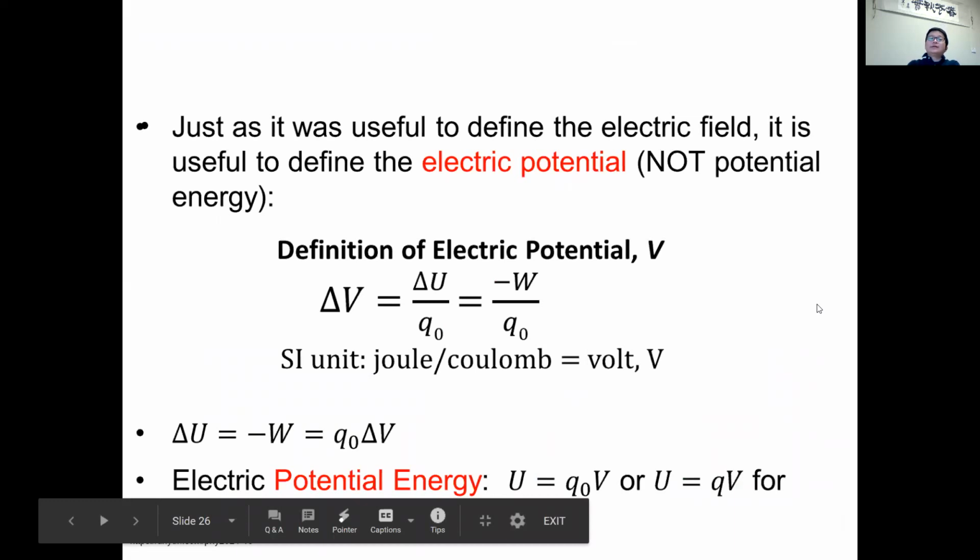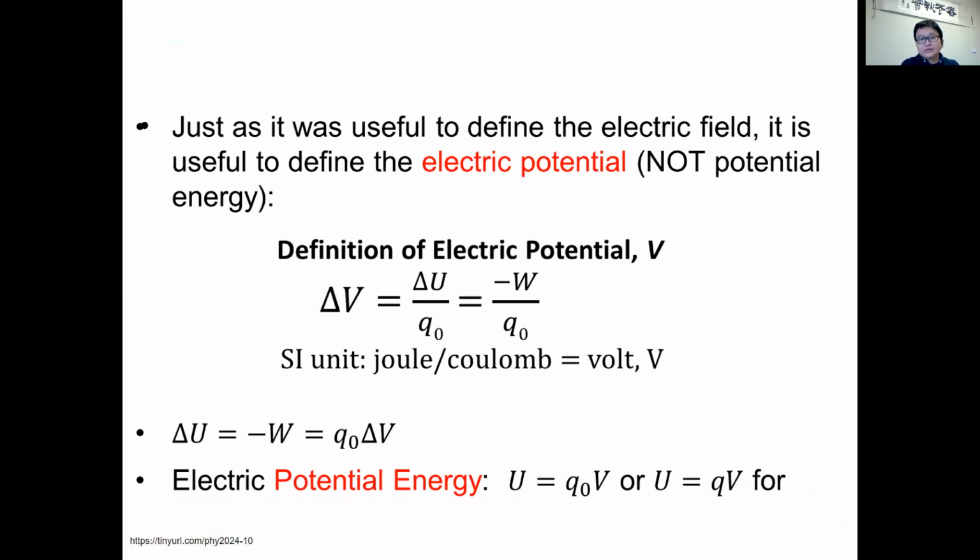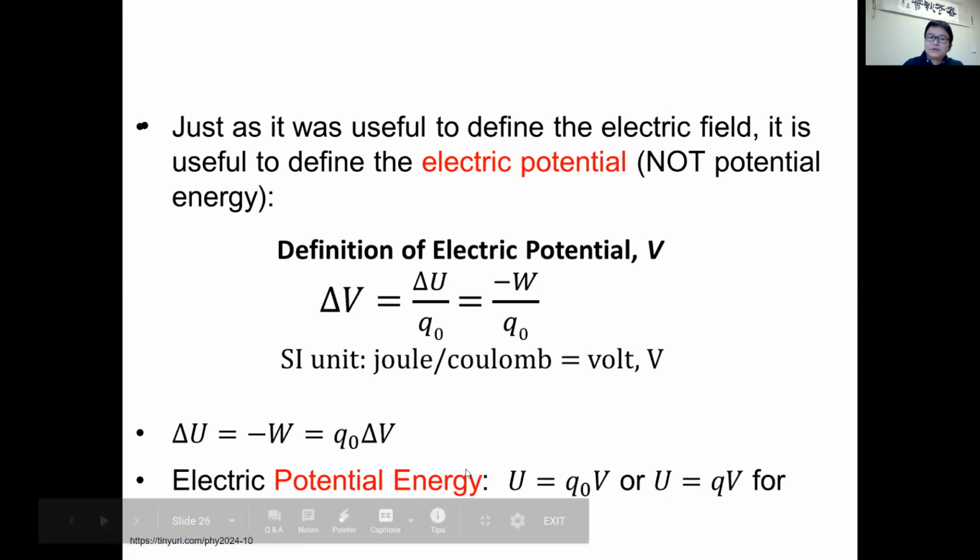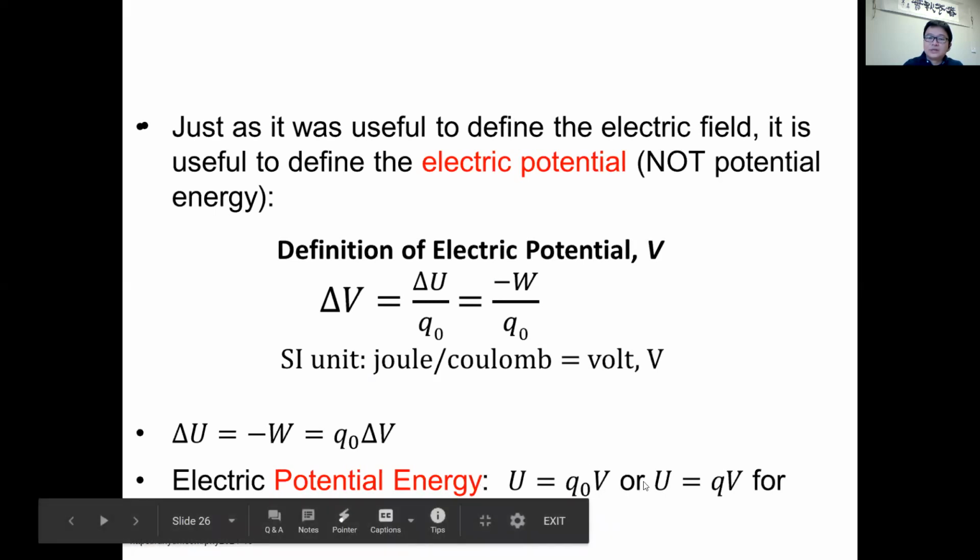So electric potential V is defined as the change in electric potential energy divided by q0. In this case, it will have an SI unit of volts, which means joules per coulomb. So delta U, the change in electric potential energy, equals q times delta V. If you have a test charge of q0, then it's q0 times V. If you have generally just a charge q, then it's just q times V.